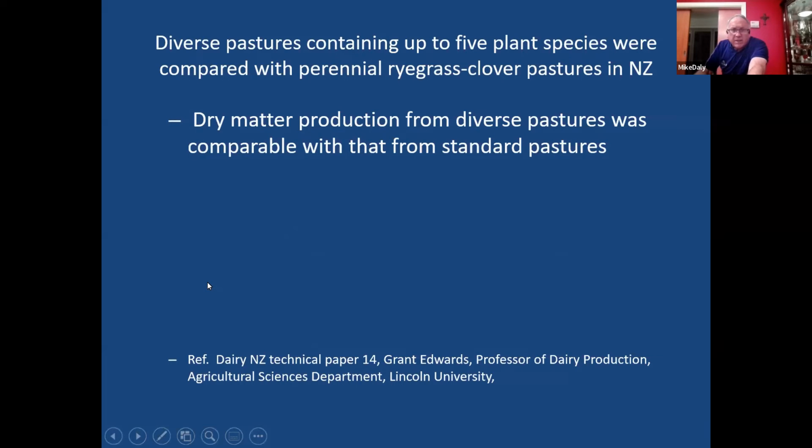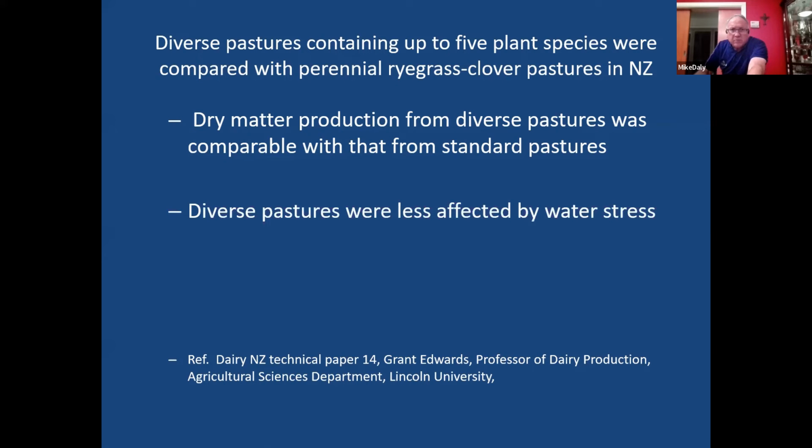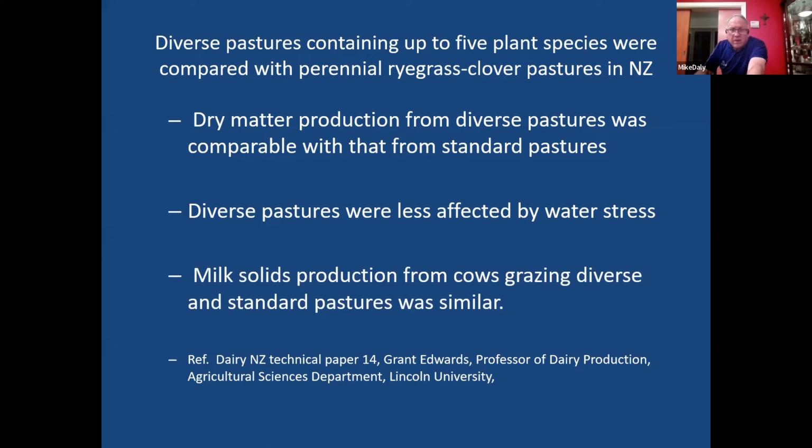Now, in another study, dry matter production from diverse pastures was comparable with that of standard pastures. So you're not getting a reduction in production if you have a diverse pasture. Diverse pastures were less affected by water stress, so they're more drought tolerant. And then this study said milk solids production from cows grazing diverse pastures was similar to standard. So there's no reduction in cow production either by having diverse pastures. And that was given in a dairy technical paper at Lincoln University.